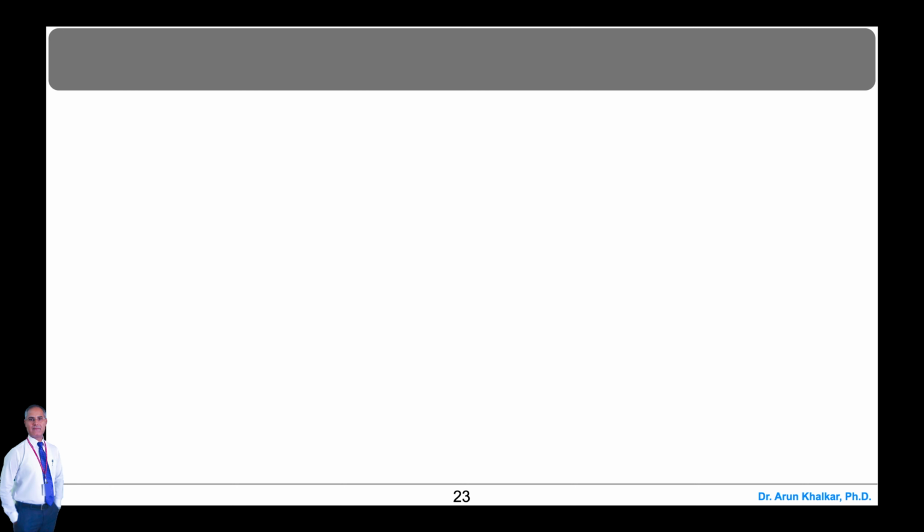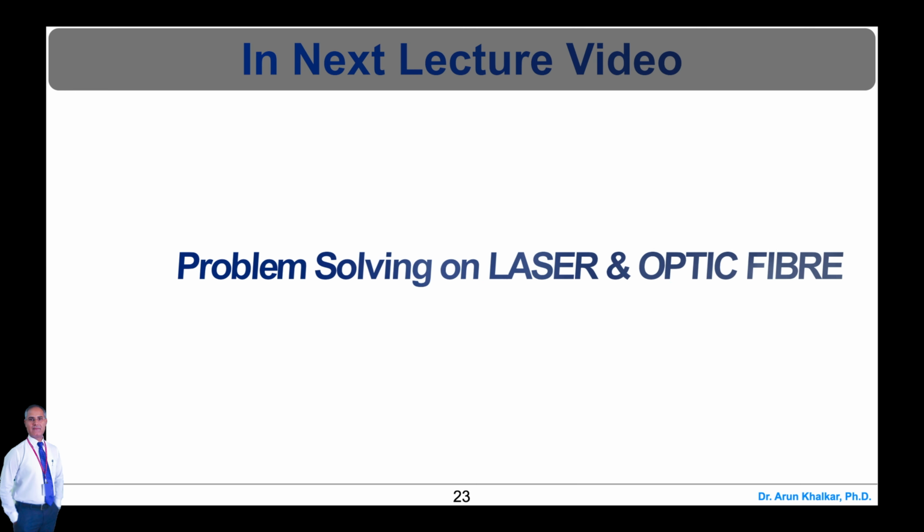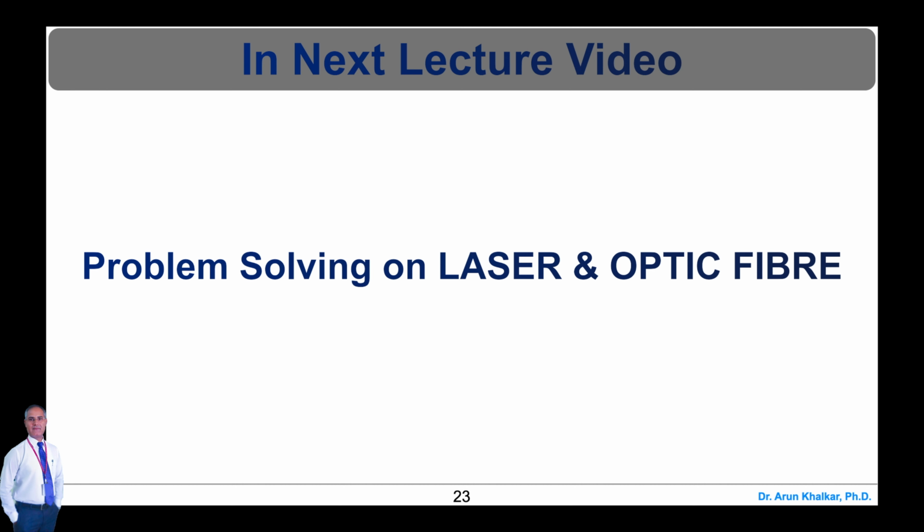This is all about types of optical fiber, attenuation and reasons for losses in optical fiber communication system, advantages and disadvantages of optical fiber, and applications of optical fiber in several fields. In next lecture video, I will discuss problem solving on unit number 2.